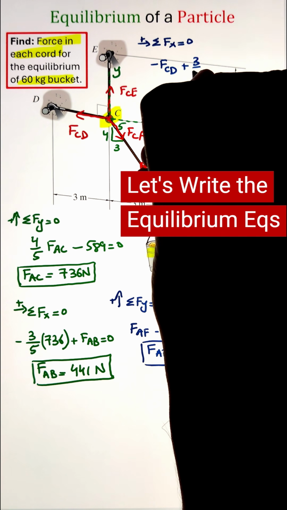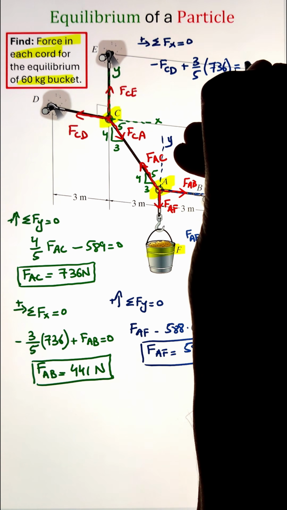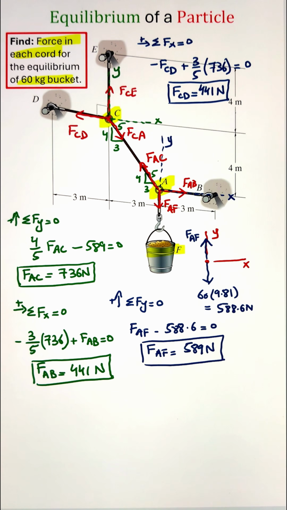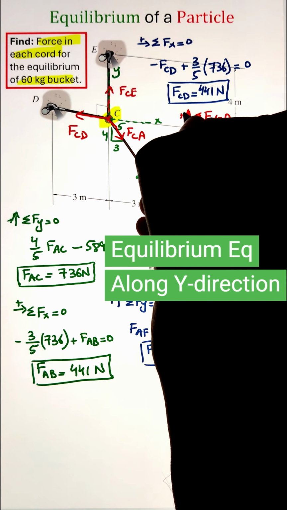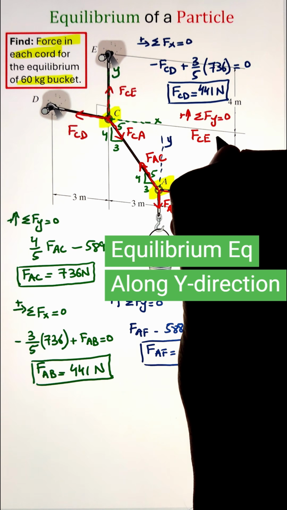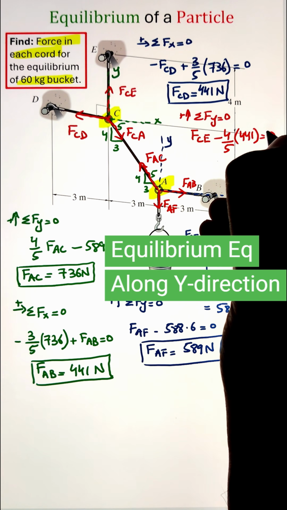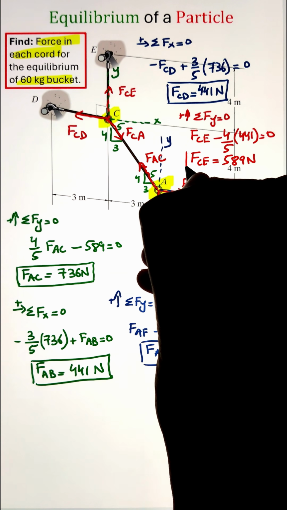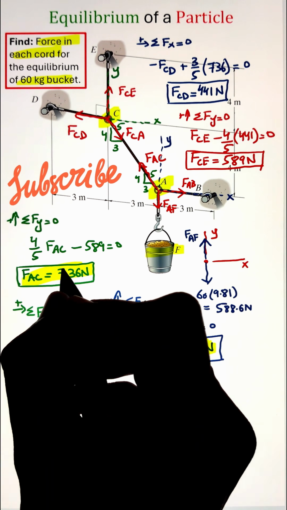Finally, we can go ahead and draw the free body diagram of point C by placing the origin at that particular point. Again, there are three cords that are going away from point C, all in tension. We have already figured out the value of FAC, so the other two can be calculated by applying our equilibrium condition along the x direction and the equilibrium condition along the y direction, which give us our value of FCD as 441 Newton, whereas the value of FCE is coming as 589 Newton.